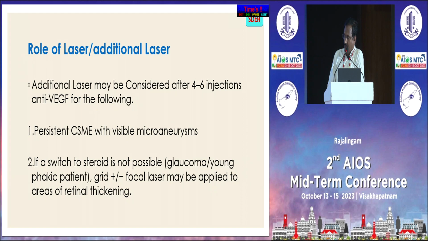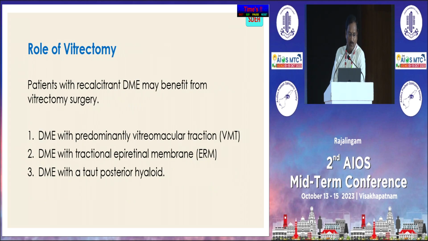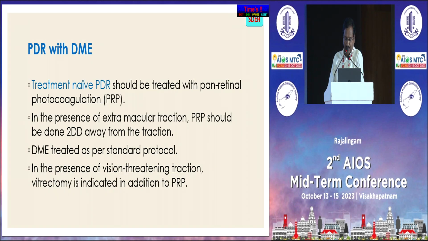Where is the role of laser in DME? Additional laser may be considered after 4 to 6 injections of anti-VEGF for persistent CME with visible microaneurysms. If a switch to steroid is not possible, that is a glaucoma or a young phakic patient, then you can subject the patient to grid or focal laser. Role of vitrectomy in DME: where DME with predominant vitreomacular traction is there, DME with a tractional epiretinal membrane, or DME with a taut posterior hyaloid, you can go for vitrectomy.